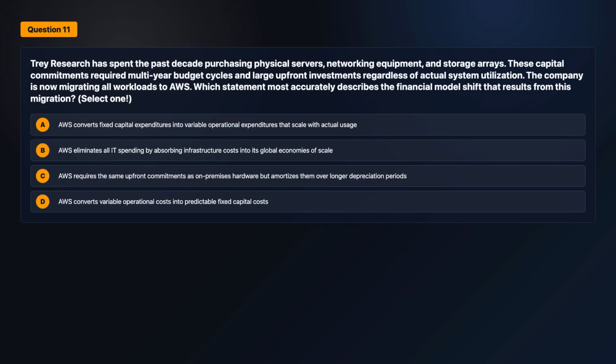Contoso Research has spent the past decade purchasing physical servers, networking equipment, and storage arrays. These capital commitments required multi-year budget cycles and large upfront investments regardless of actual system utilization. The company is now migrating all workloads to AWS. Which statement most accurately describes the financial model shift that results from this migration? Select one. Review the answer choices on screen.